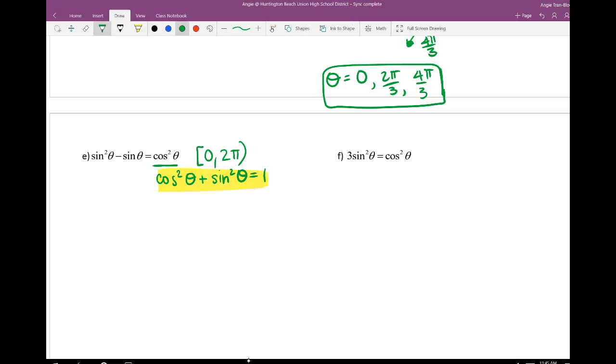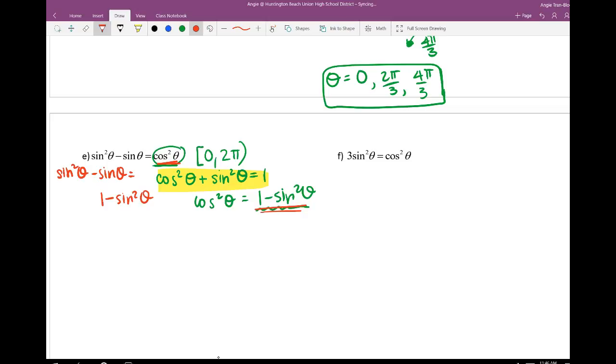We learned that already, but we haven't used it, so hopefully this is coming back. I want to get rid of cosine square and change it to sine square of something, so I can combine like terms. So I'm going to solve for cosine square: cosine square theta equals 1 minus sine square of theta. Every time I see a cosine square, I can take it out and put this in there. Let's rewrite our equation. Sine square of theta minus sine of theta equals, taking out cosine square and putting this in, 1 minus sine square of theta.